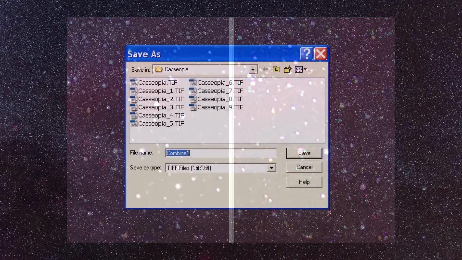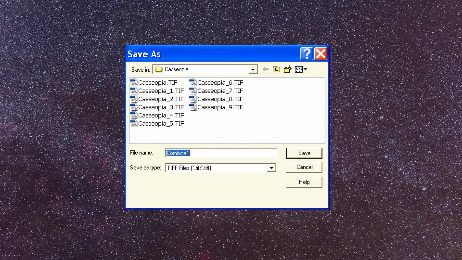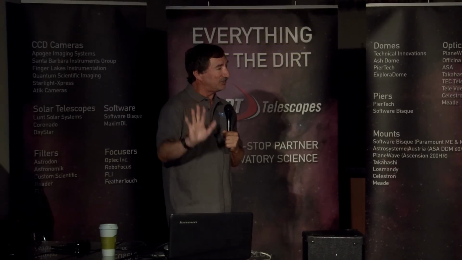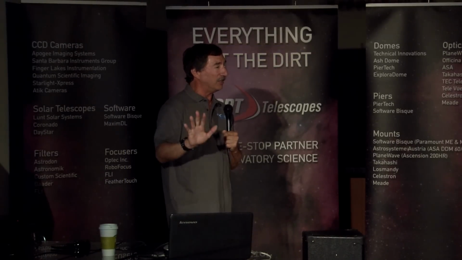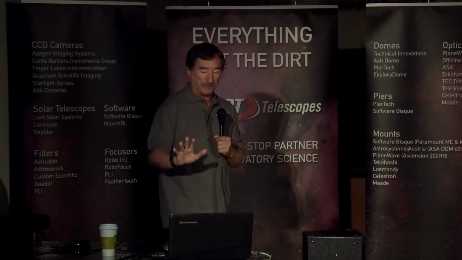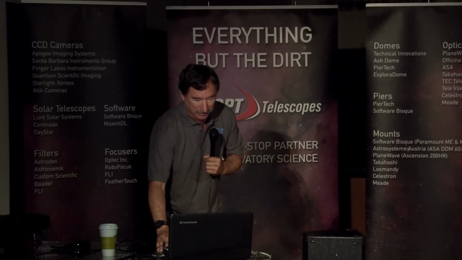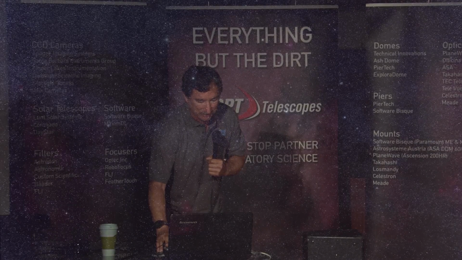Once we got that, we just save it as a 16-bit TIFF file, and there it is. There's what I call the master frame. We now have the master frame 16-bit TIFF file with all that goodness buried into it. Okay? High signal to noise, sharp stars, no vignetting, no noise.